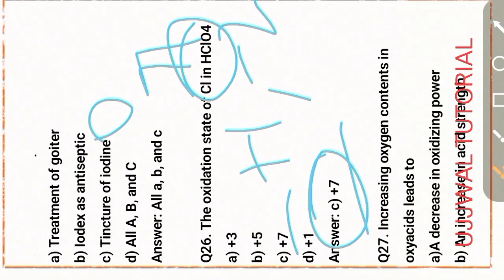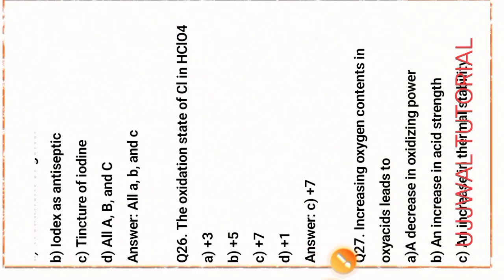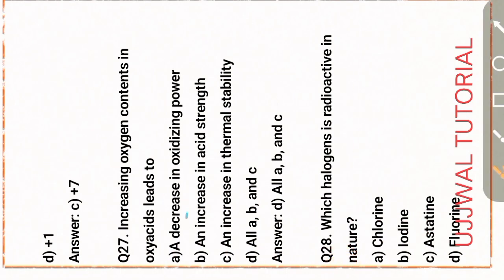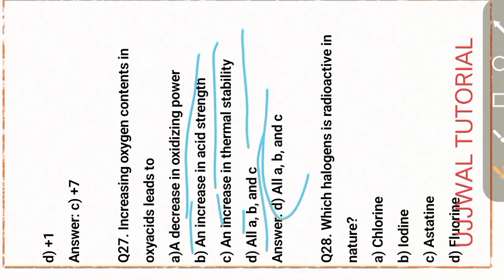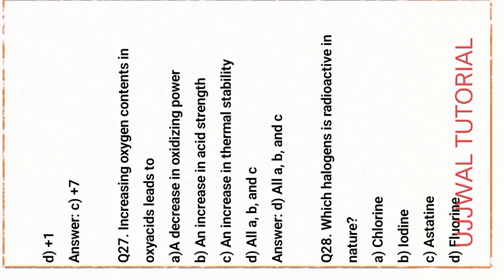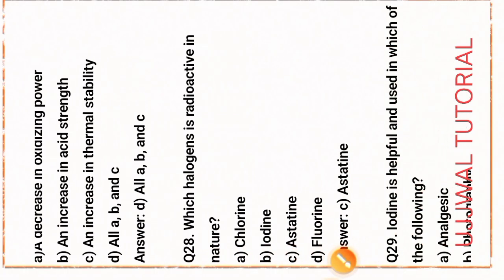Okay, next question number 27. Increasing oxidation state in oxo acids leads to option A, a decrease in oxidizing power. Option B, an increase in acidic strength. Option C, an increase in thermal stability. That is option A, B, C, so option D is the right answer.